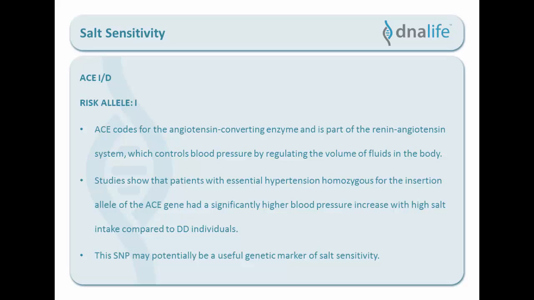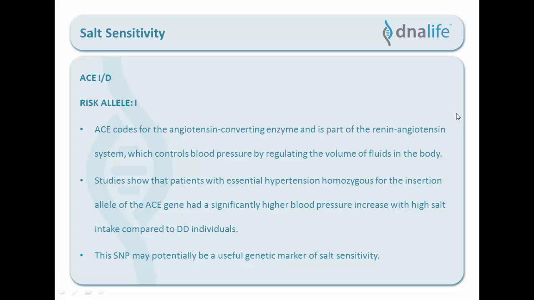Okay, moving on to salt sensitivity. This is where we are looking at one's ability, or one's risk, for increased blood pressure with higher salt intake. Here we are looking at two genes, starting with ACE. This you will see also in the DNA sport test. ACE is also very much involved in power and endurance activities, but here we are talking about it specifically in terms of risk for higher blood pressure.